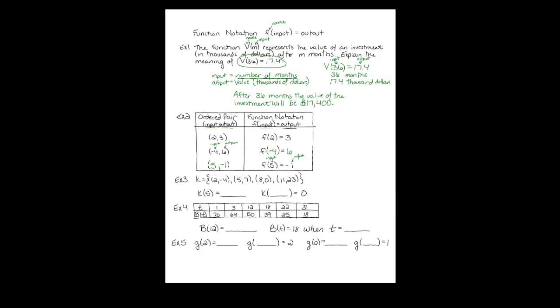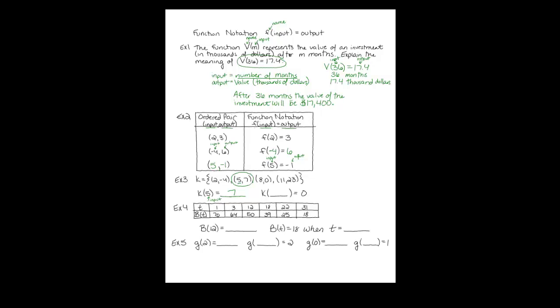In example 3, we're given a function k, which is represented by a set of ordered pairs: (2, -4), (5, 7), (8, 0), and (11, 23). In this first question, we're asked to find the output values. So we're looking for the ordered pair that has a 5 as the input value. And that occurs right here. When the input is 5, the output is 7, so k of 5 is equal to 7.